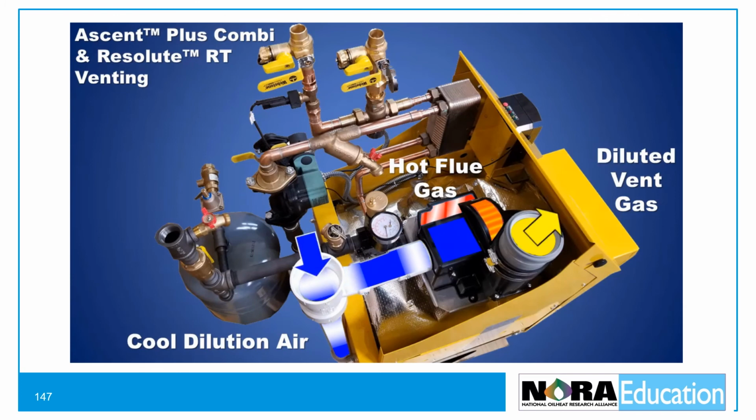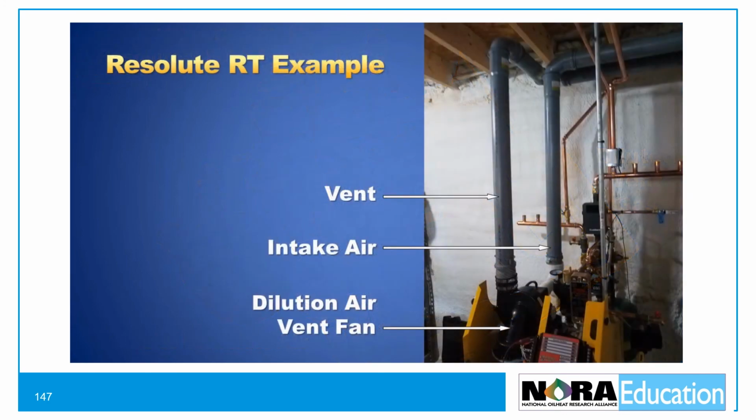Here's a top view of the Ascent Plus Combi and Resolute RT venting. Just as with the 90 Plus Resolute seen earlier, outside air flows to the dilution air fan and to the burner for combustion. Dilution and cooler vent gas is exhausted through polypropylene venting. Here's a Resolute RT with polypropylene intake and vent piping shown. The cover is removed to expose the vent fan and other connections for the photo.